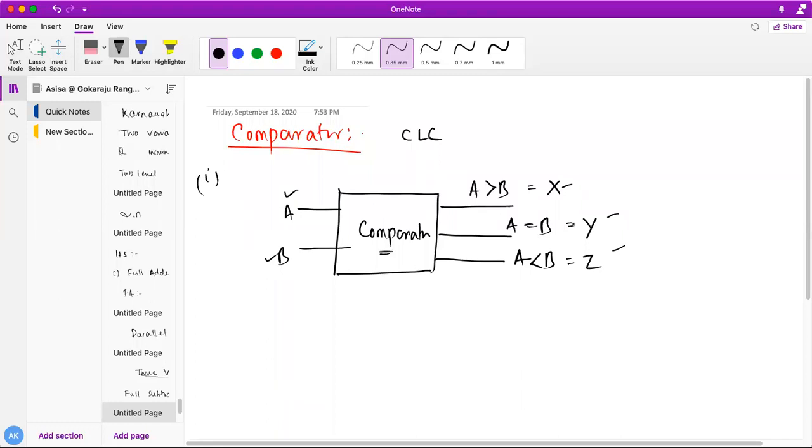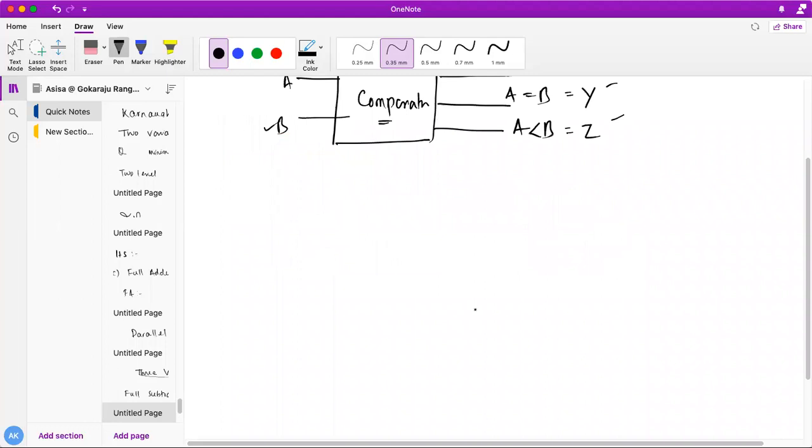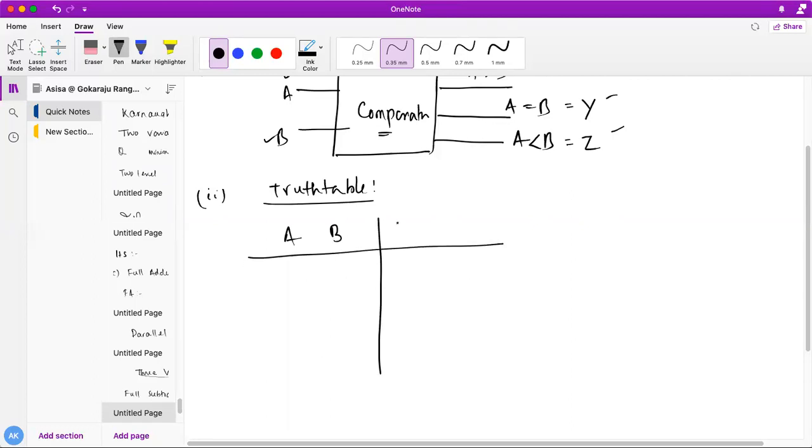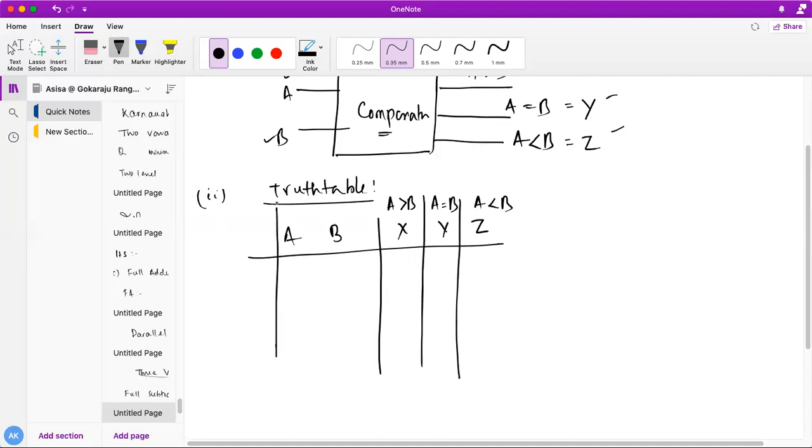So very simple. Next, I am going to develop my truth table. The truth table is nothing else but the relationship between my inputs and outputs. These are my A, B, and the truth table gives X, Y, and Z. X is A greater than B, Y is A equal to B, Z is A less than B. Understand, students? These are the three outputs we can expect.